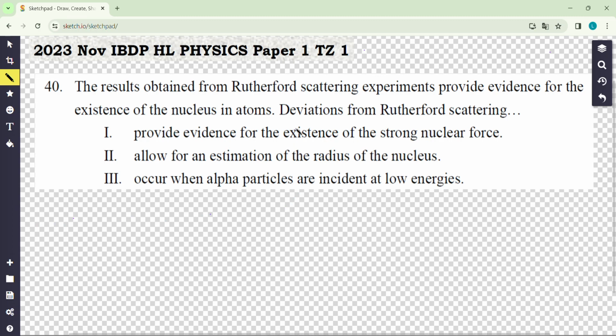Question 40 is about the deviation from Rutherford scattering. So first of all, we have to remember what is the normal Rutherford scattering. The nucleus is here. And then we have alpha particle, both positively charged. So Rutherford only considered electrostatic force, so they will repel each other.